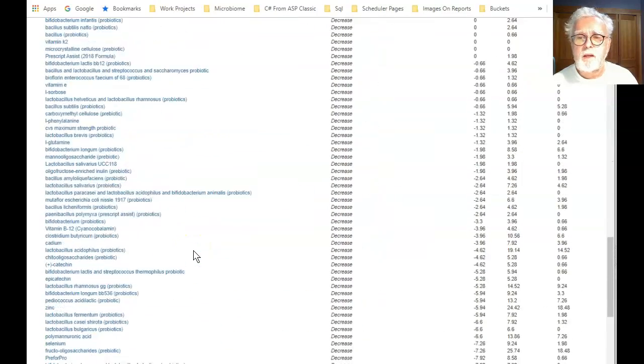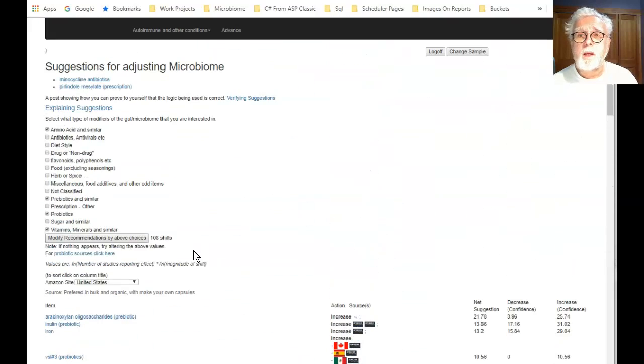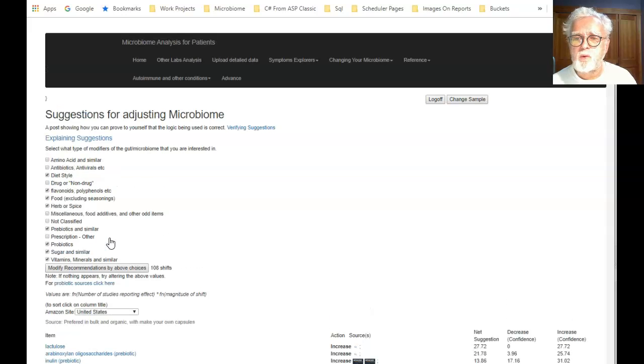So that's basically the whole process of getting suggestions. You may want to go and say, wait a minute, I want to take a look at diet style. I don't want to do amino acid substitutions, but prebiotics and probiotics, yes. Perhaps I want to also look at types of sugars, since different types of sugars have different effects. You go up here and click, and it will recalculate with those criteria.